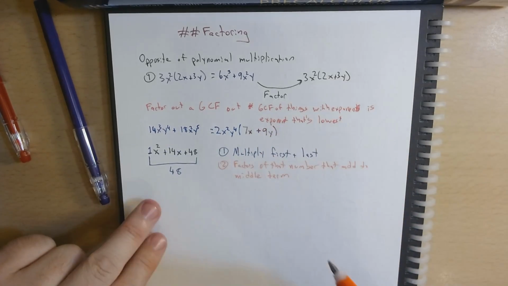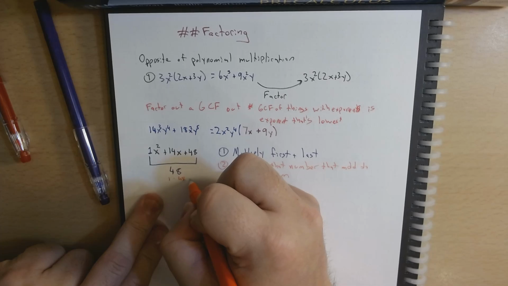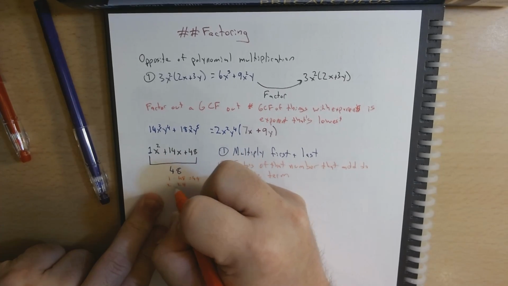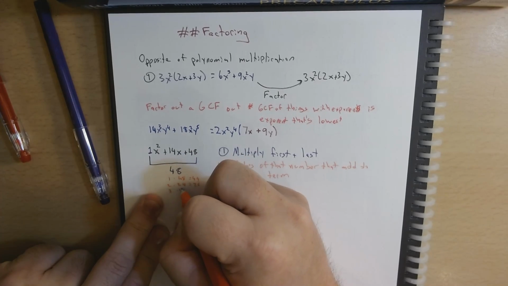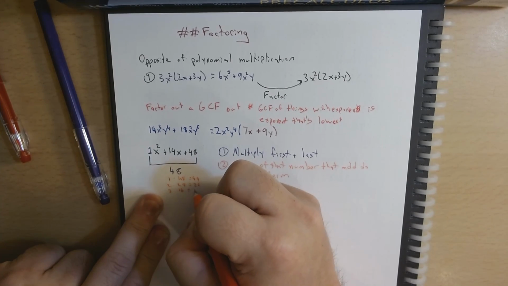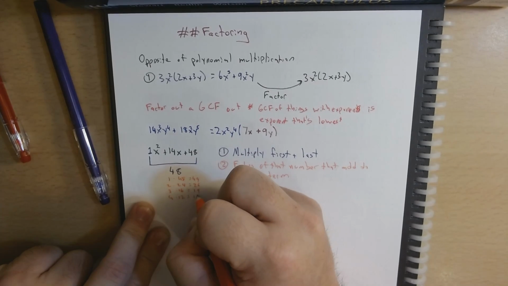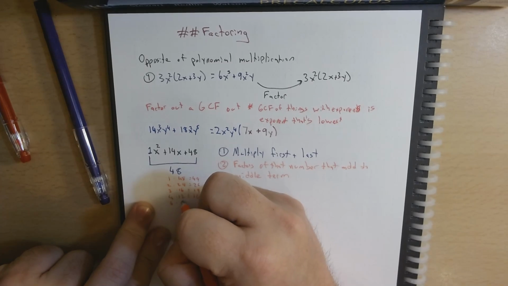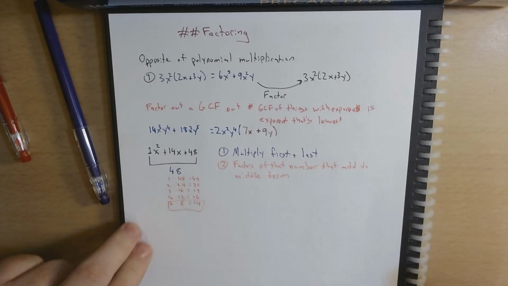If you're having trouble, try 1 times 48, add those together, you get 49. 2 times 24, add those together, 26. 3 times 16, you get 19. 4 times 12, that's 16, getting closer. 5 doesn't go into it. 6 times 8 equals 14. So those are what you want.